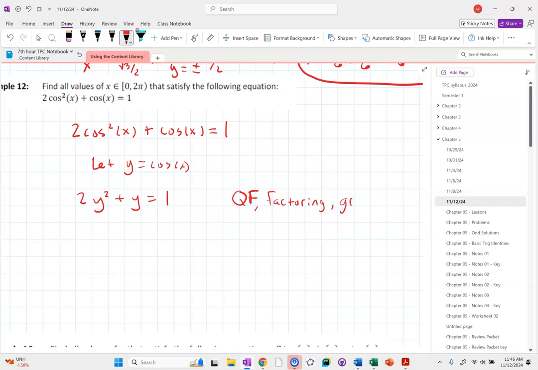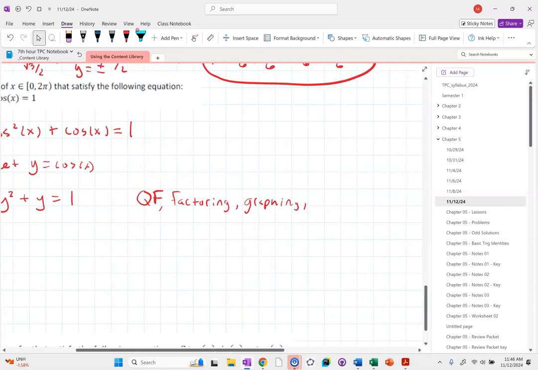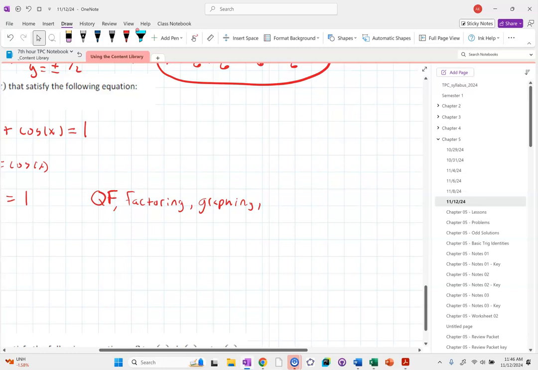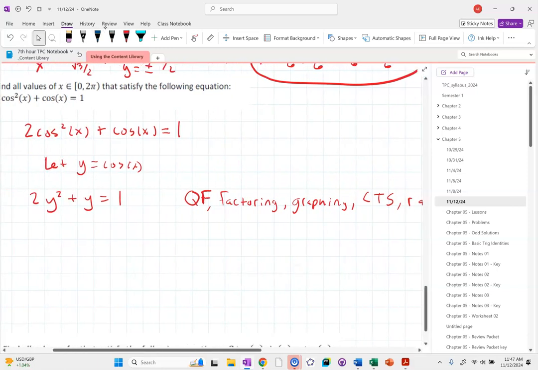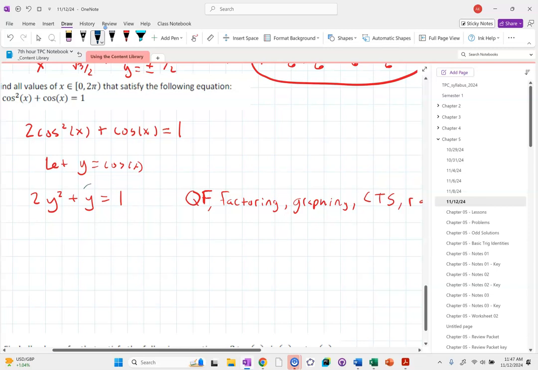Well, what else? You can do graphing, right? Any equation you can solve via graphing with a calculator. You could have completing the square. You could do that. You can use a radical. Really, the only time you can use a radical, though, is if you only have a squared term, if you don't have a linear term, right? So if I look here, I have a linear term. So I know I can't use a radical to do this.